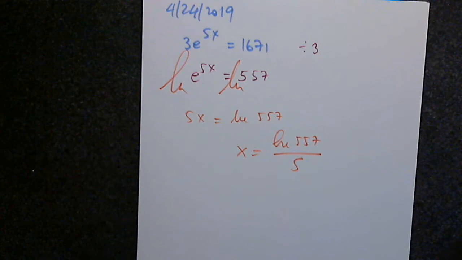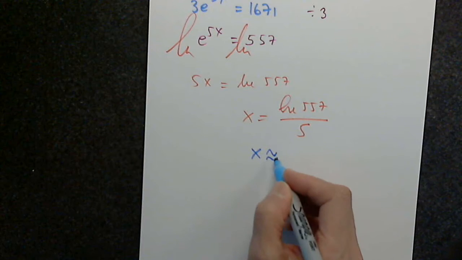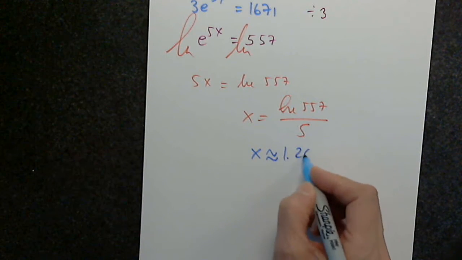So this we have to put in the graphing calculator. We can't do this by hand. So, not y equals, just natural log 557. Close the parenthesis and divide everything by 5. So we get, I don't know how many decimal digits they want, or just the exact answer. I have no idea. So approximately 1.26.